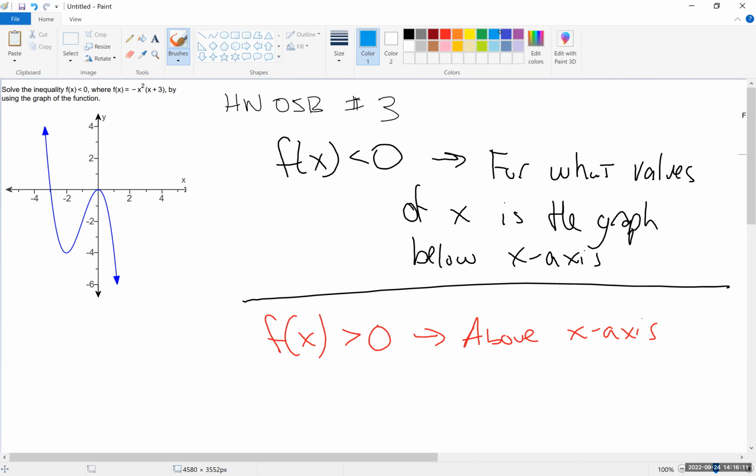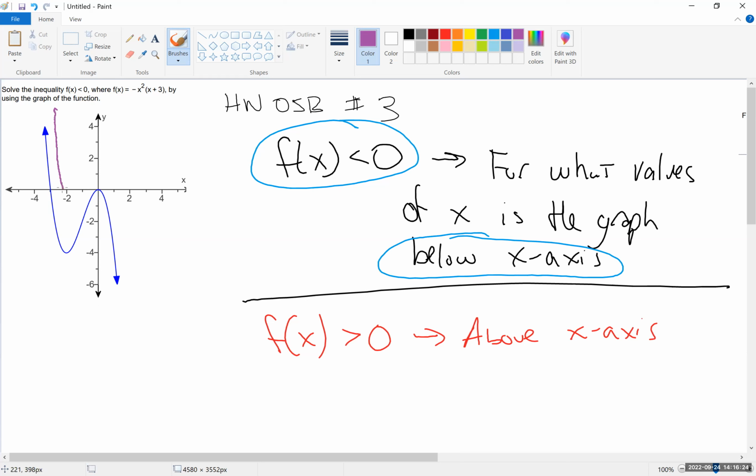So ours says when is f of x less than 0, which means we're looking for when the function is below the x-axis. To answer that question, we're following the graph. Right now we're above, we're above, we're above, we're above.